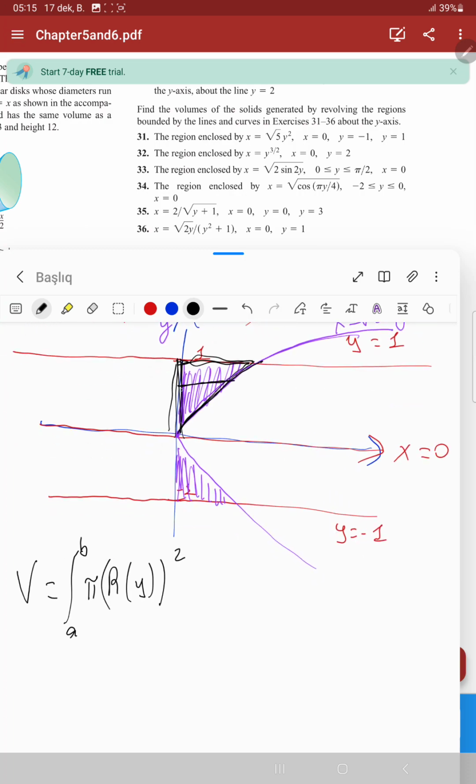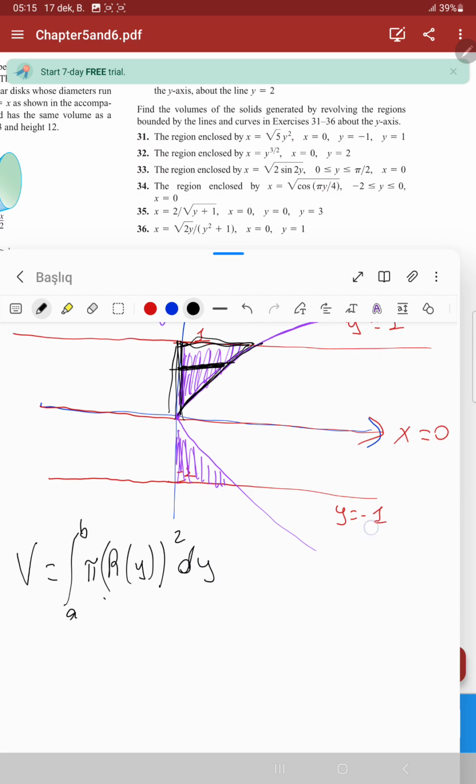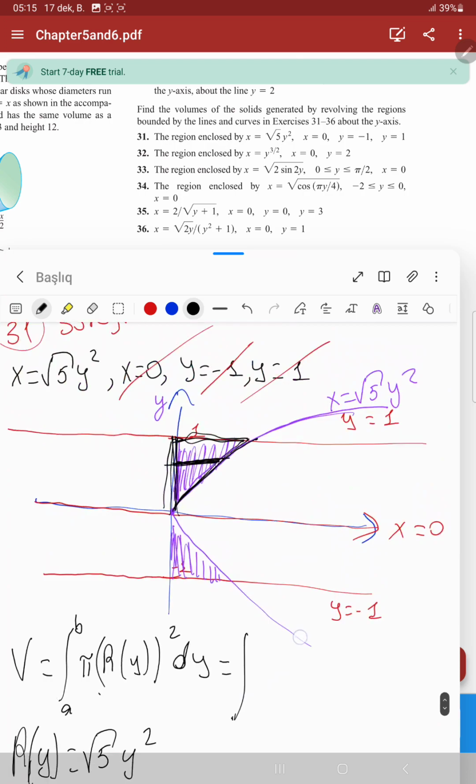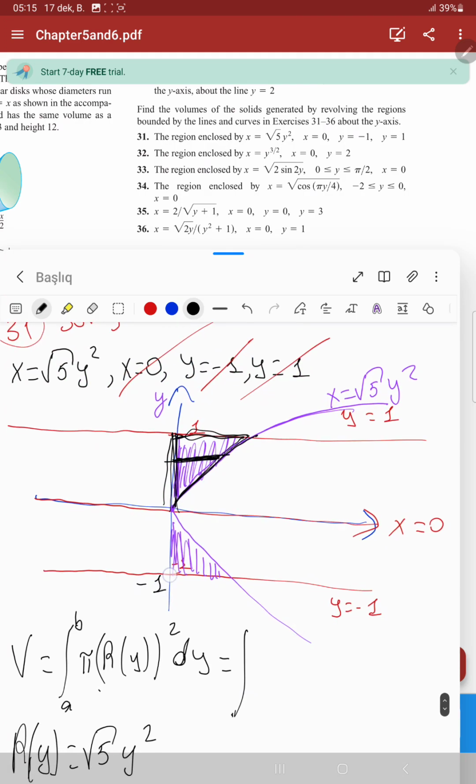And of course, this line is parallel to the x-axis. That's why ry, not rx, dy. So we have to find ry, and ry is, of course, the square root of 5y squared. Equals from where to where? This point is -1, yes. We have to find from this point until this point, so 1.